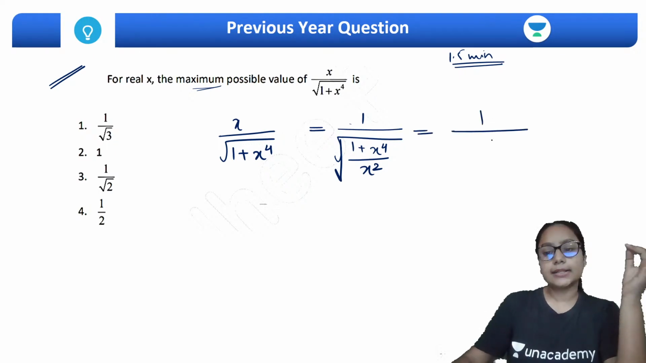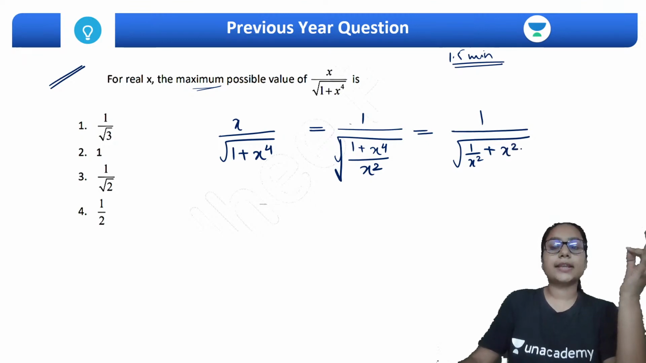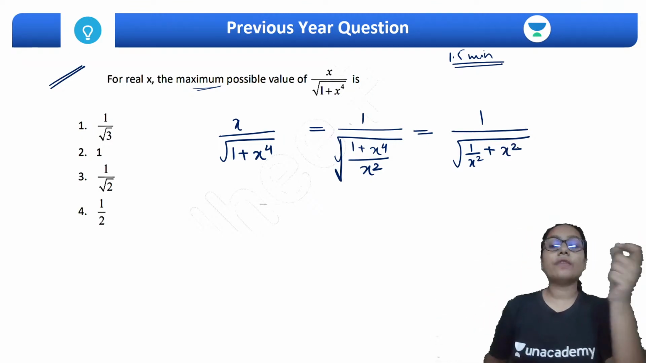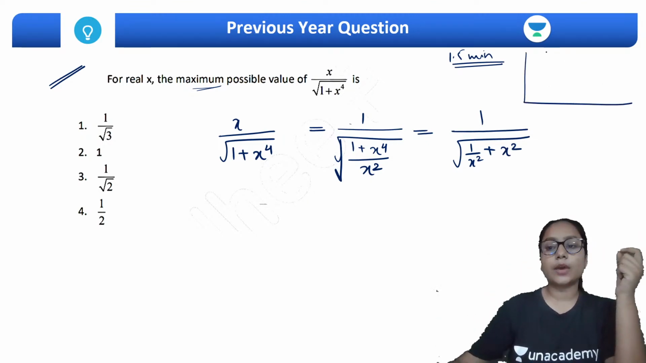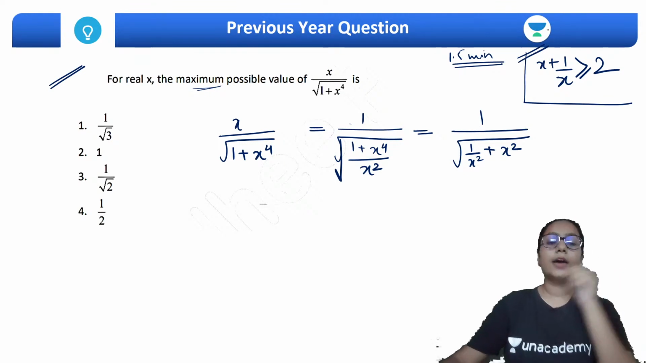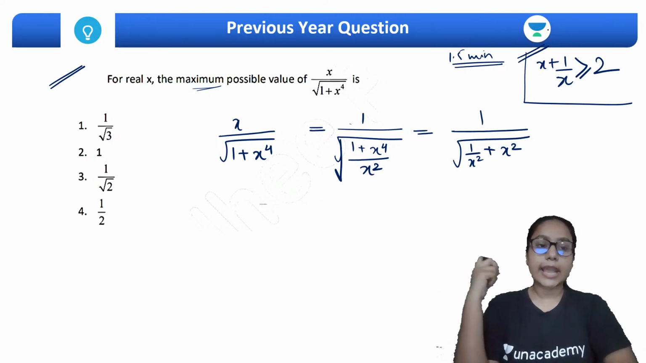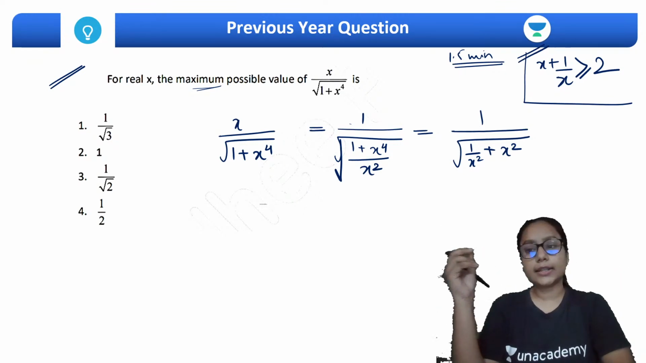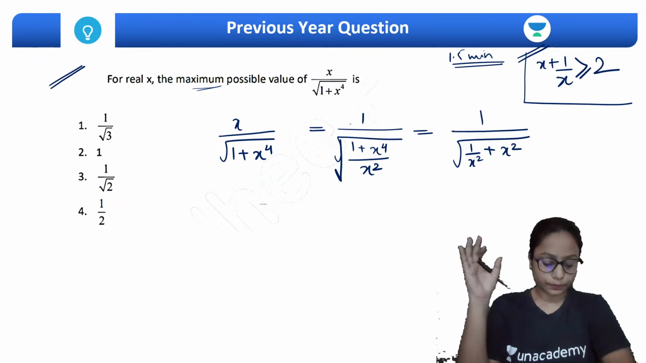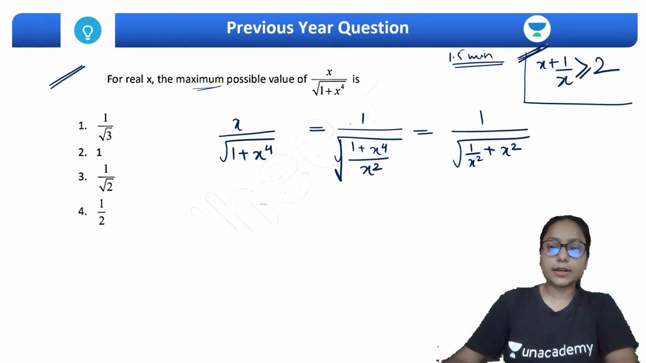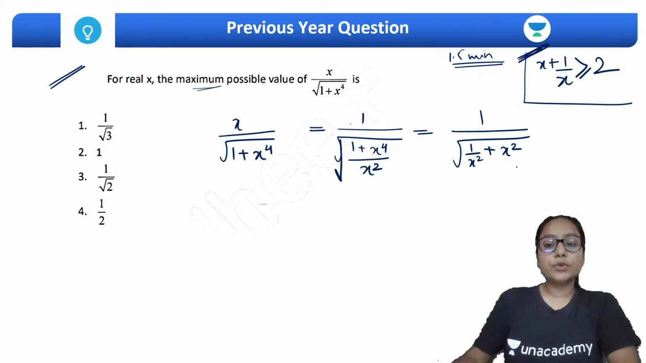Now next I can write it like this. Under root 1 upon x square plus x square. Now we know this is the standard inequality: x plus 1 upon x is always greater than or equal to 2. For any positive number x, x plus 1 upon x is greater than or equal to 2. I hope this inequality is clear to everyone. Now I am going to use it here.